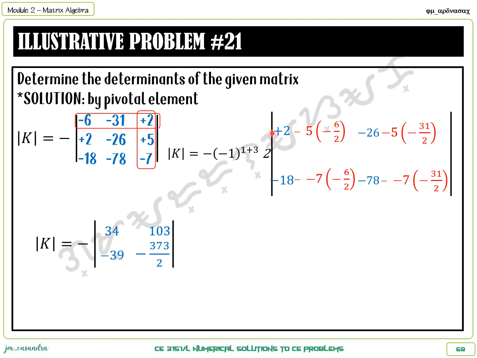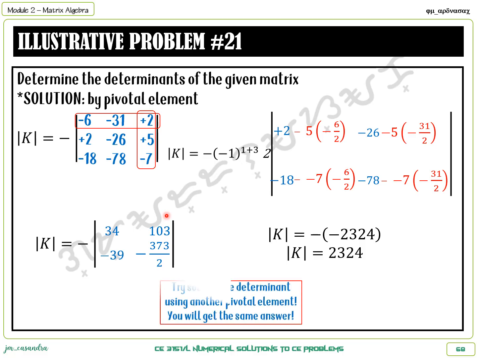Okay? So with that, we'll now have to apply Sarrus' rule. So 34 times negative 373 divided by 2 minus negative 39 times 103. So we will get a negative value of negative 2324. So negative times negative will arrive at 2324.